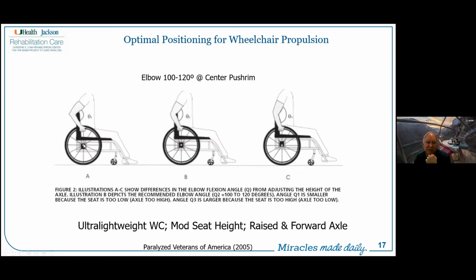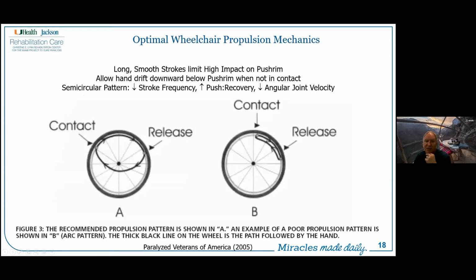This is a situation where the axle is too high or the seat is too low. So this angle is too acute, and you're going to cause much more wear and tear at the shoulder, elbow, and wrist than you need to. In this situation, you've got either the axle too low or the seat too high, and you don't have an acute enough angle. Now the angle is too great so that you don't get maximal efficiency as you come through here. So ultimately, what you want, if you're a manual wheelchair user, is an ultra lightweight chair with a moderate seat height and a raised and forward axle as much as possible.